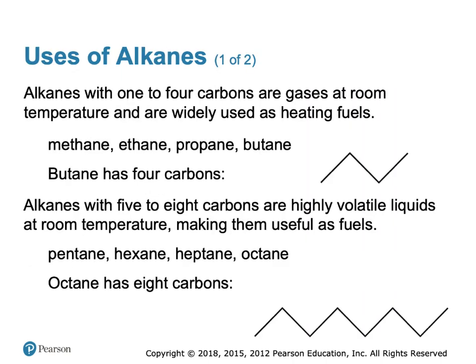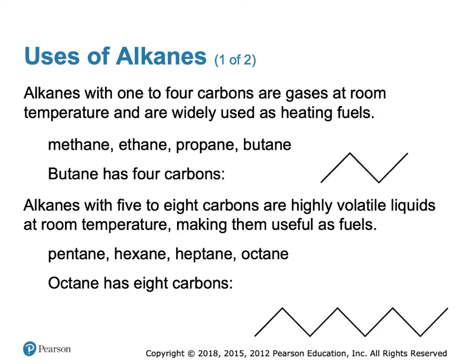When we look at alkanes, we are looking at only carbon-hydrogen single bonds. Alkanes with 1 to 4 carbons are gases at room temperature, and they are widely used as heating fuels. Alkanes with 5 to 8 carbons are highly volatile liquids at room temperature, and they also make useful fuels. So you have pentane, hexane, heptane, and octane.